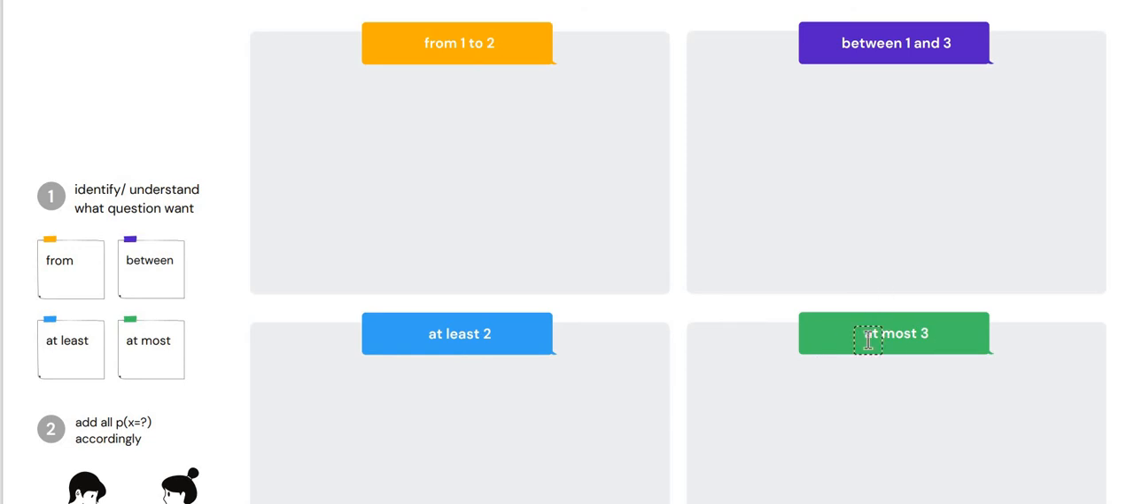And at most means less than that number, included. For example, at most 3 means 3 and below. Okay, class?